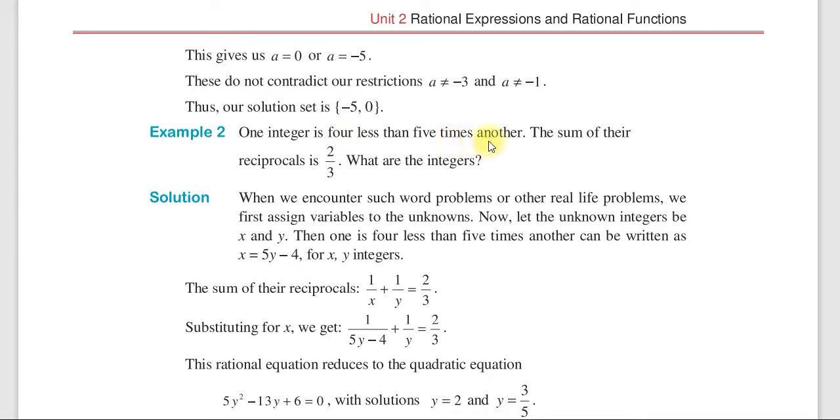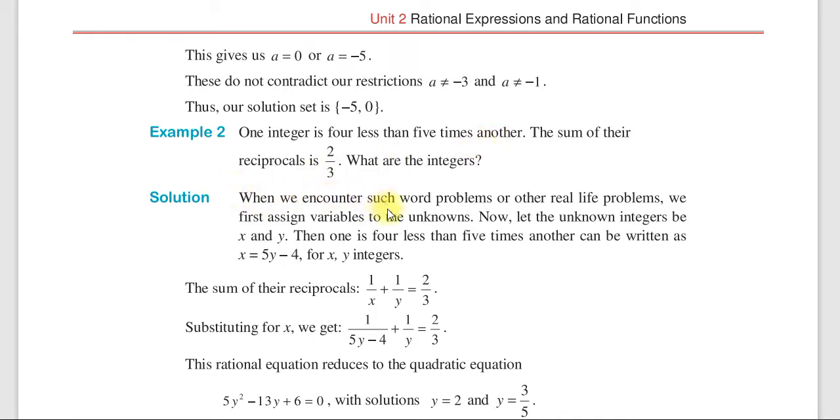Another example: one integer is 4 less than 5 times another. The sum of their reciprocals is 2/3. What are the integers? Look, one integer is 4 less than 5 times another. አሁን የምን ይባላል? Word problem ይባላል. So how to solve word problems?